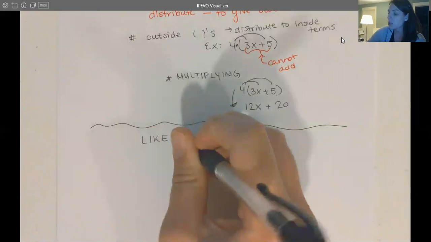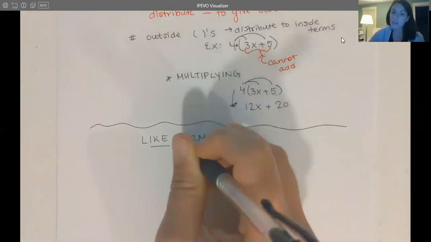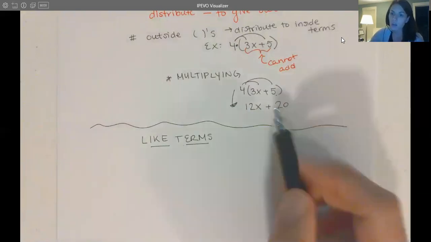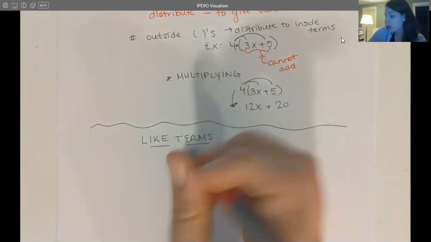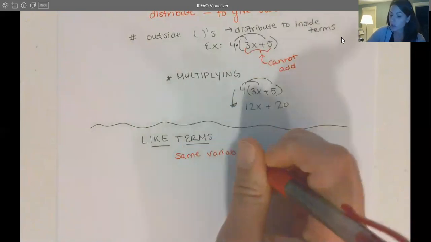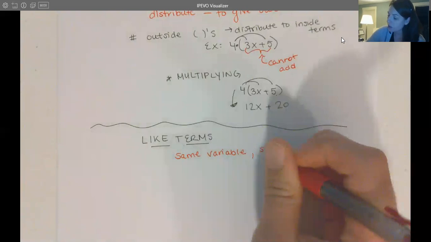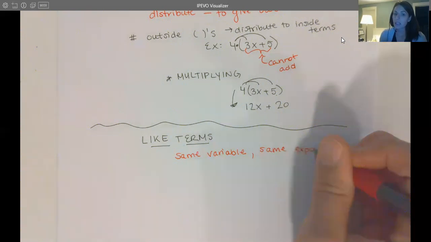So one word that we should have a solid idea of, or a few examples here before we get too far, would be like terms. I said we can't add 3x and 5 because they're not like terms. Well, what makes something a like term? Like terms have the same variable and the same exponent value. So in order to be able to add or subtract things together, we need them to be like terms.